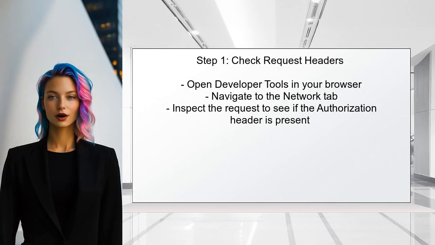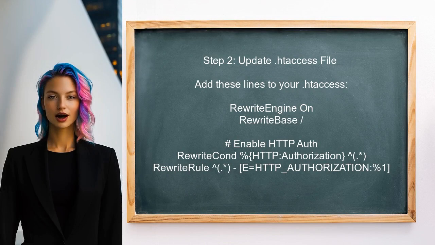To resolve the JWT auth no auth header error, the user should first ensure that the authorization header is being sent correctly in the request. This can be done by checking the request headers in the Network tab of the browser's developer tools. Next, the user should verify that the server is configured to pass the authorization header correctly. This involves ensuring that the .htaccess file is set up properly.